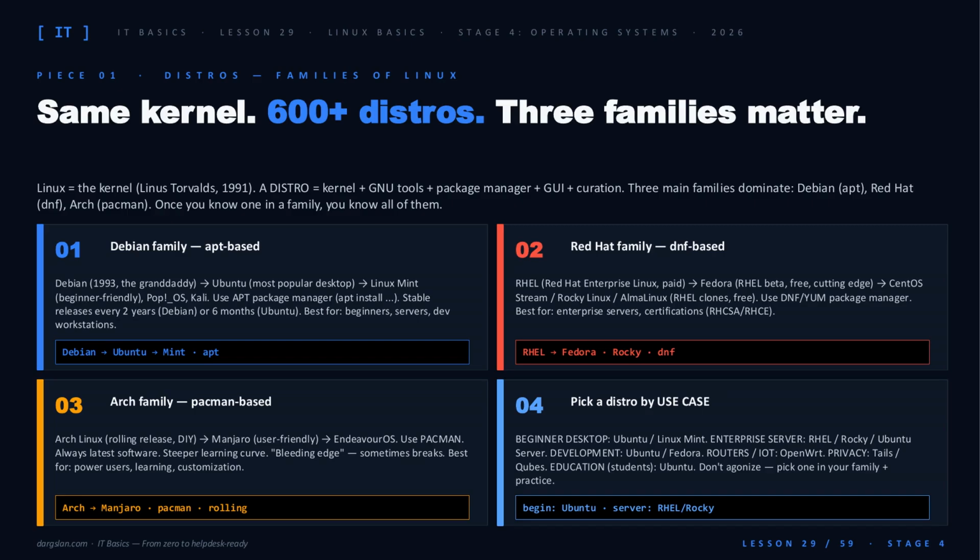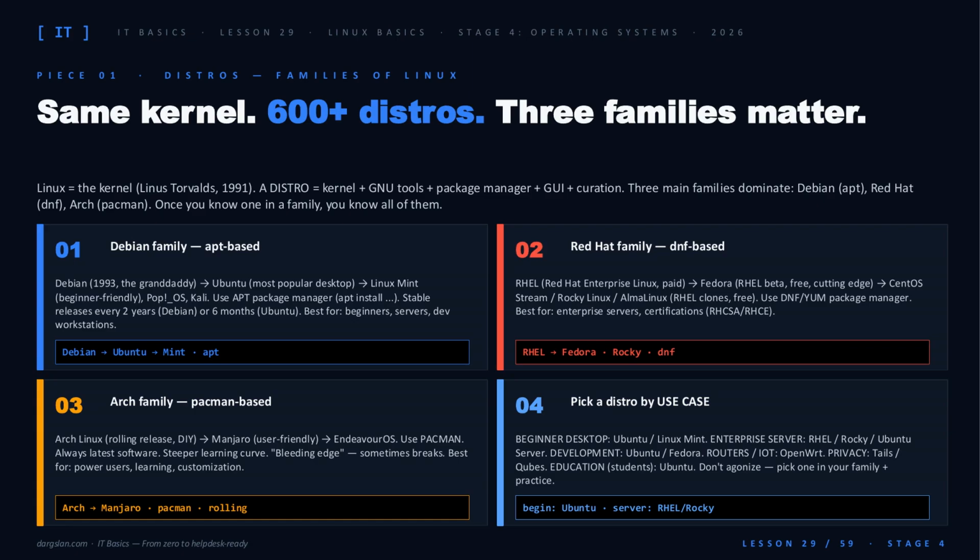Linux itself is just the kernel Linus Torvalds wrote back in 1991. A distro is what wraps that kernel into something usable. GNU tools, a package manager, a desktop, and someone curating it all. There are over 600 of them, but really only 3 families matter. Debian and its children, Ubuntu, Mint, use apt. Red Hat, Fedora, and Rocky use DNF. Arch and Manjaro use Pacman. Learn one, and you can navigate every cousin in that family.